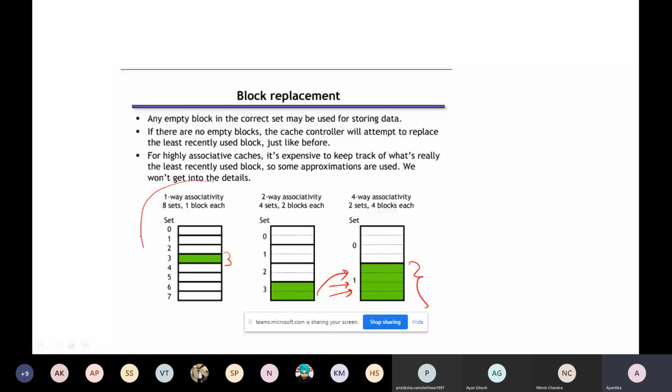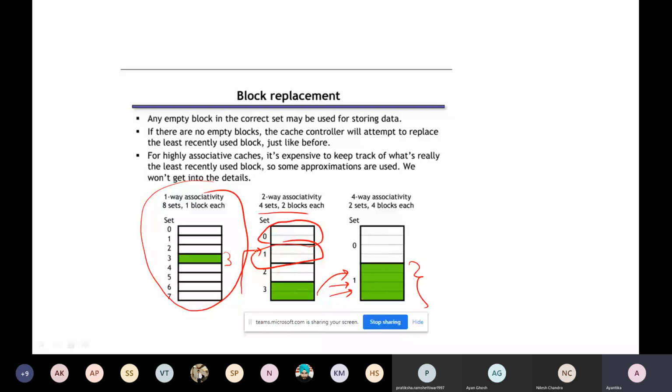We should not discuss this because this is just like direct access, whatever we have discussed previously. Here in two-way associativity, we have 4 sets, okay, and 2 blocks each. So whenever I'm mapping any block, that block can go to any of the two blocks in these sets. Okay, it is not fixed.